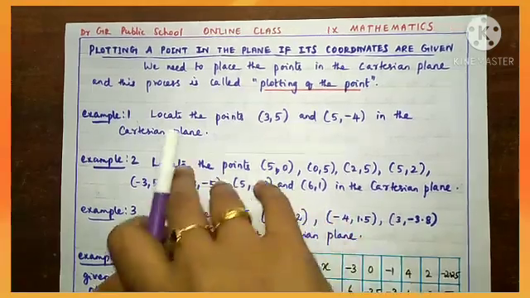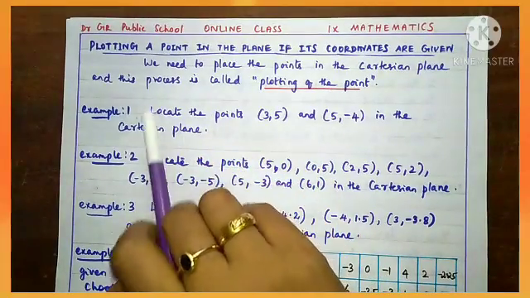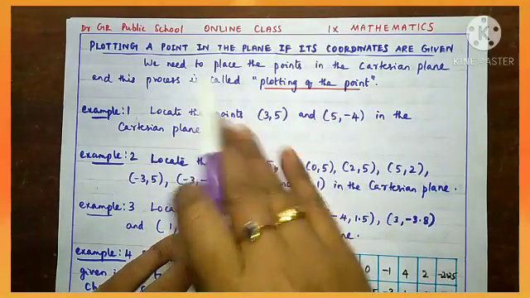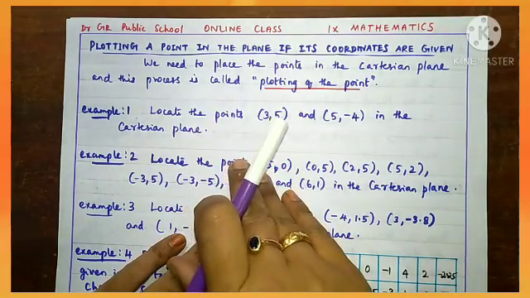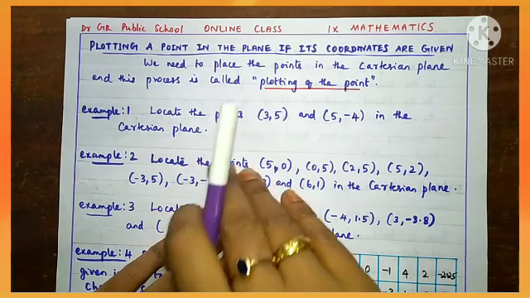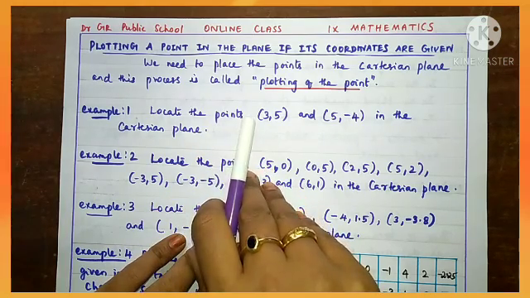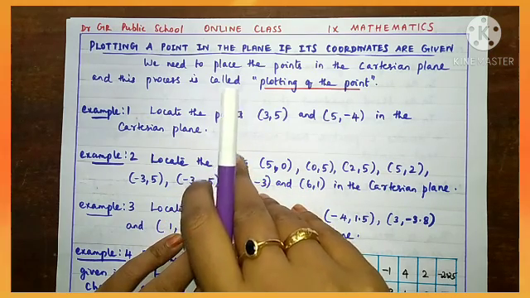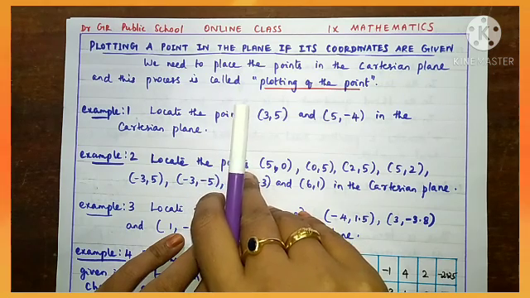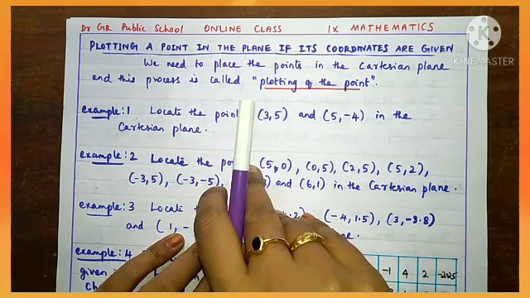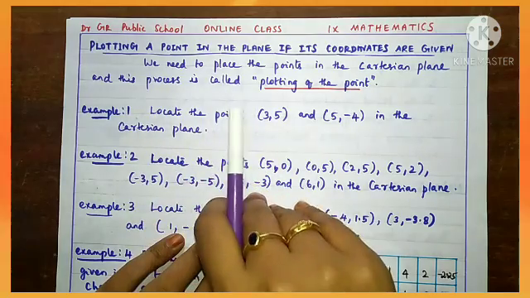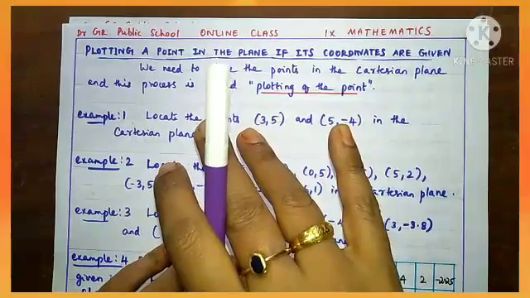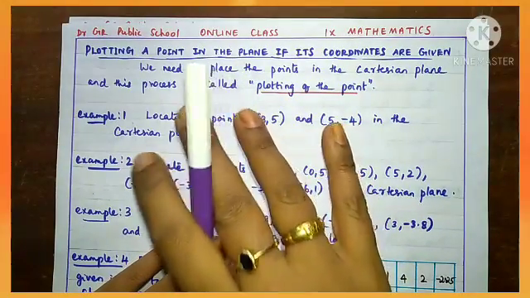Now, children, we are going to the next section of your lesson: plotting a point in the plane if its coordinates are given. In the first section, what did we study? We studied how to determine the position of a point. That is, in the graph, if a point A or a point P is given, a dot represents a point, correct? So how to identify the coordinates, that is what we studied in the first section. On seeing the graph or the Cartesian plane, we want to identify what that point is.